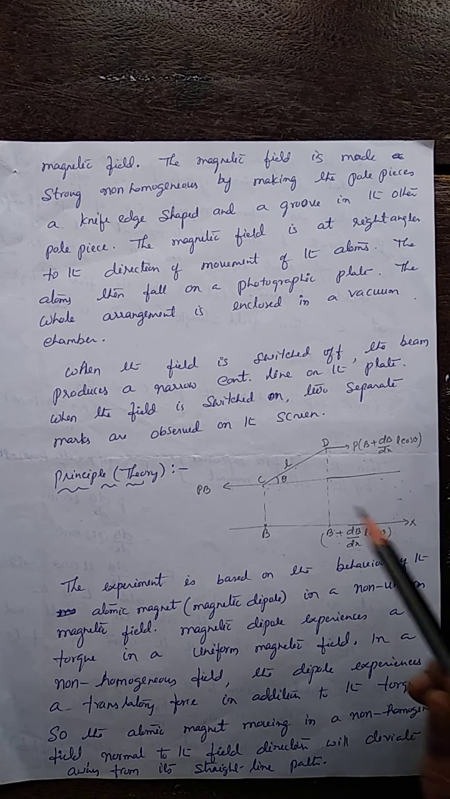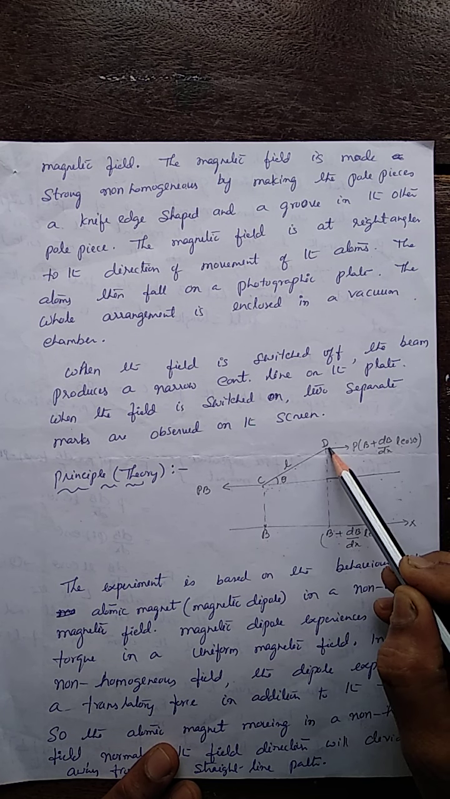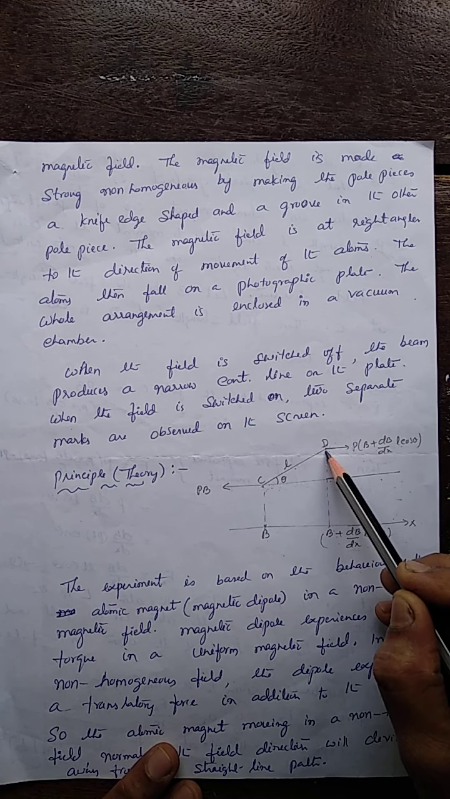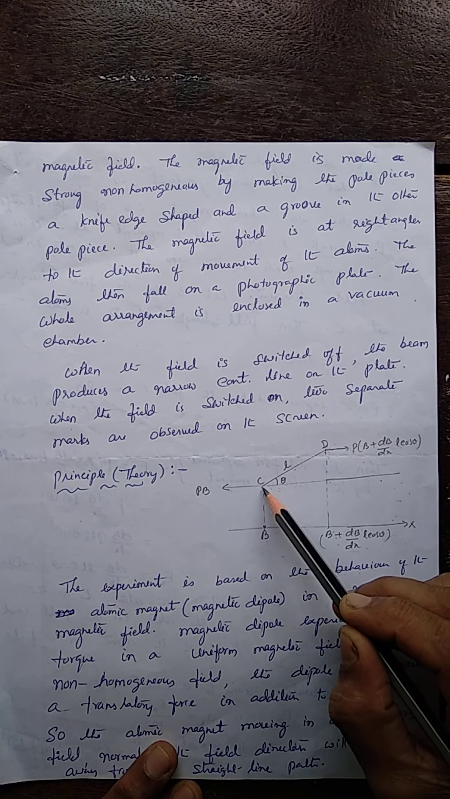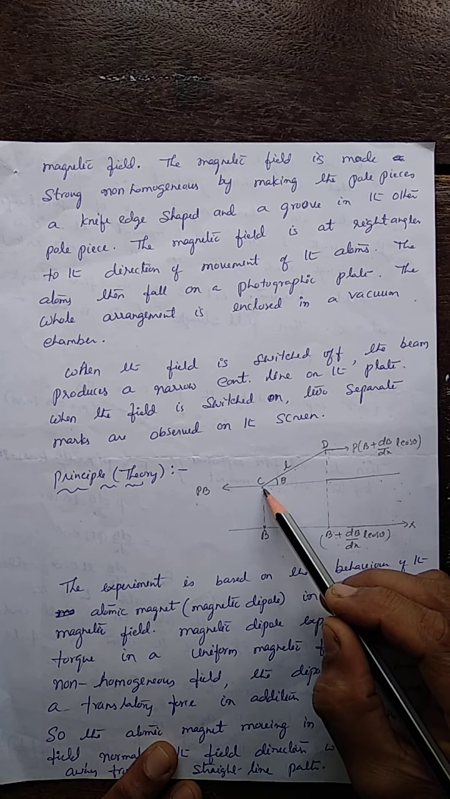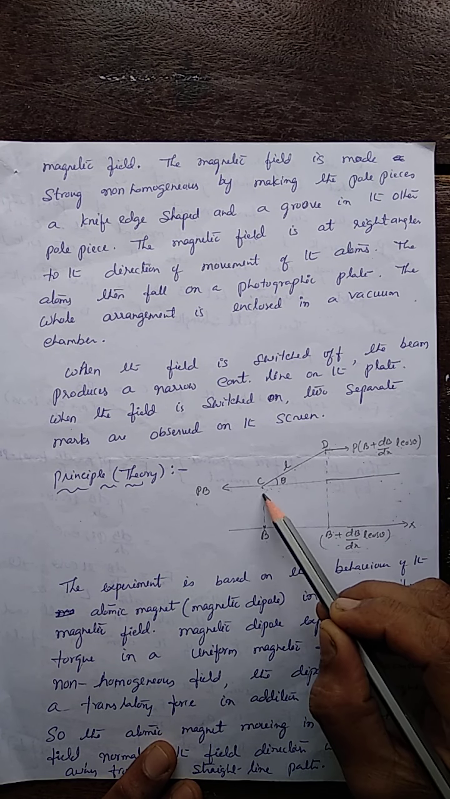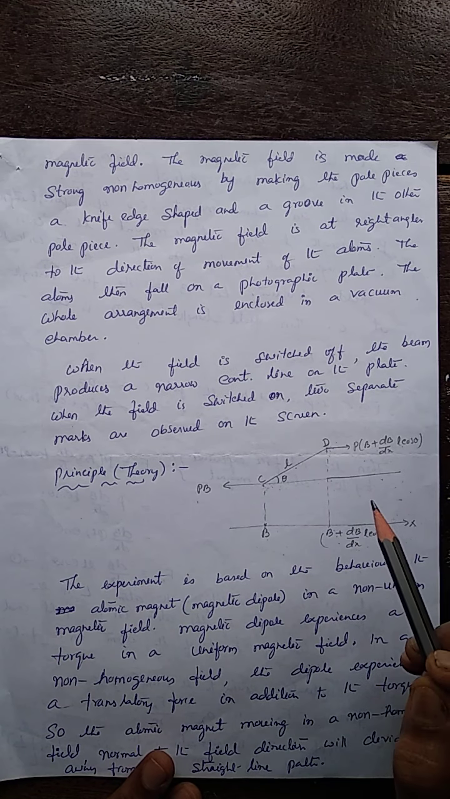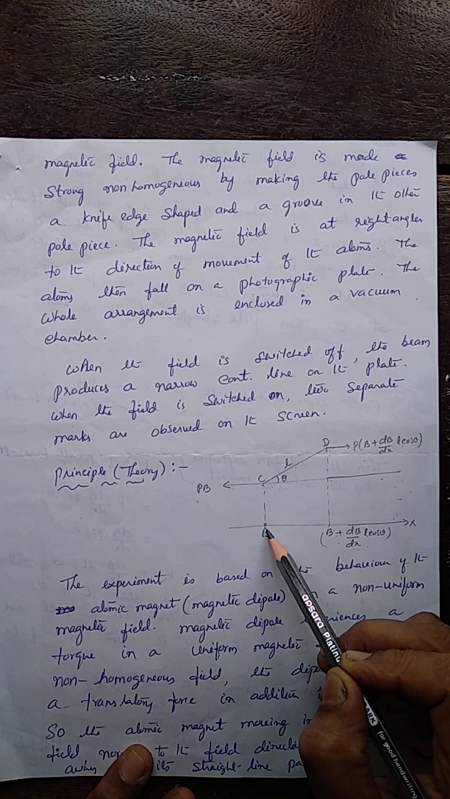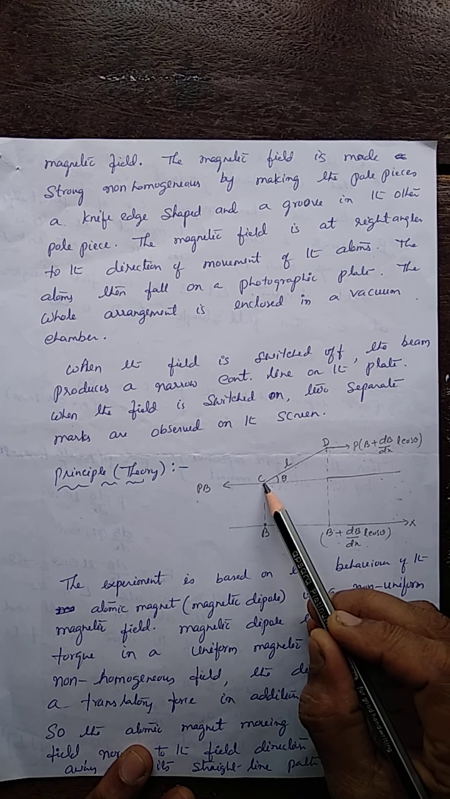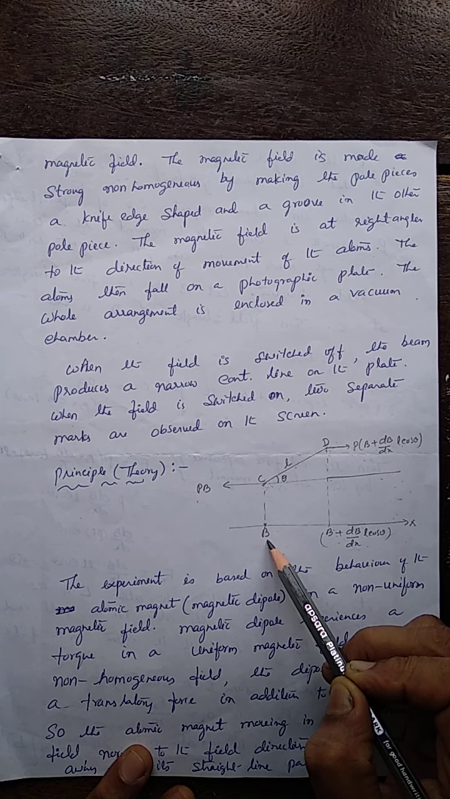Now see here, CD is the atomic magnet or a magnetic dipole. Let P be the pole strength of this magnetic dipole. Each pole's strength is P. Now, at this point, let B be the strength of the field. This pole C experiences a magnetic field of strength B.